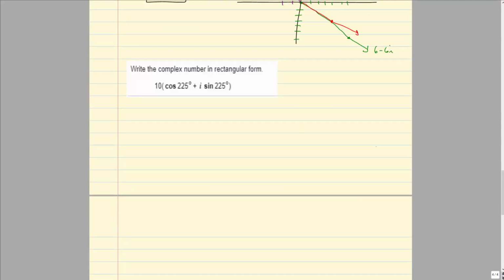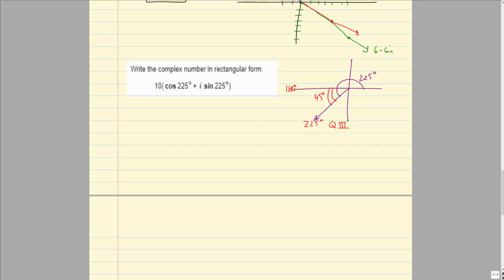So the easy way to convert here is to figure out what the cosine of 225 and the sine of 225 are and work from there. Well, 225 is in quadrant 3, and the reference angle for 225 is 45 degrees, because 180 plus 45 is 225 degrees. So I'm in quadrant 3, where both sine and cosine are negative.